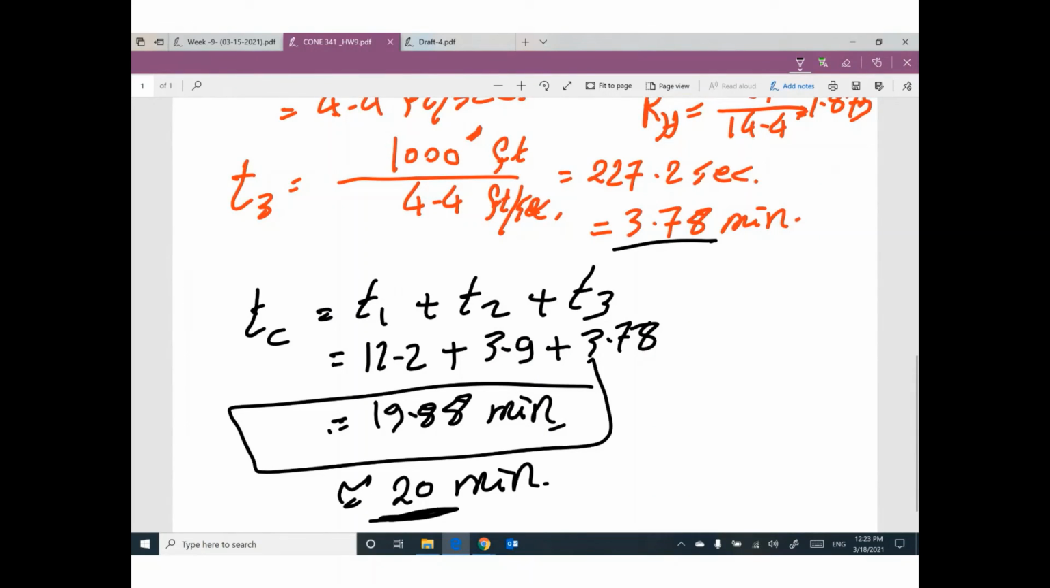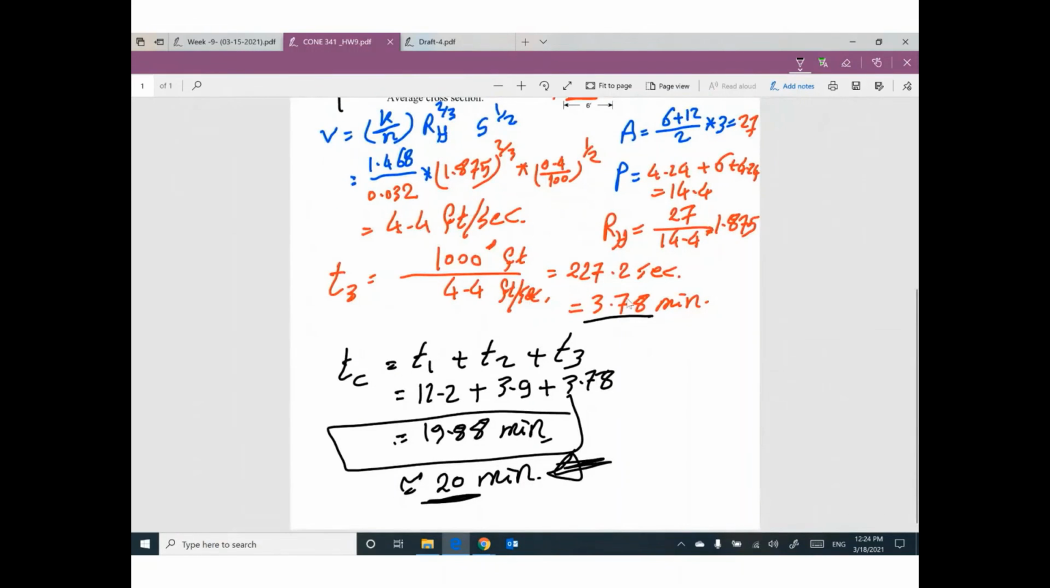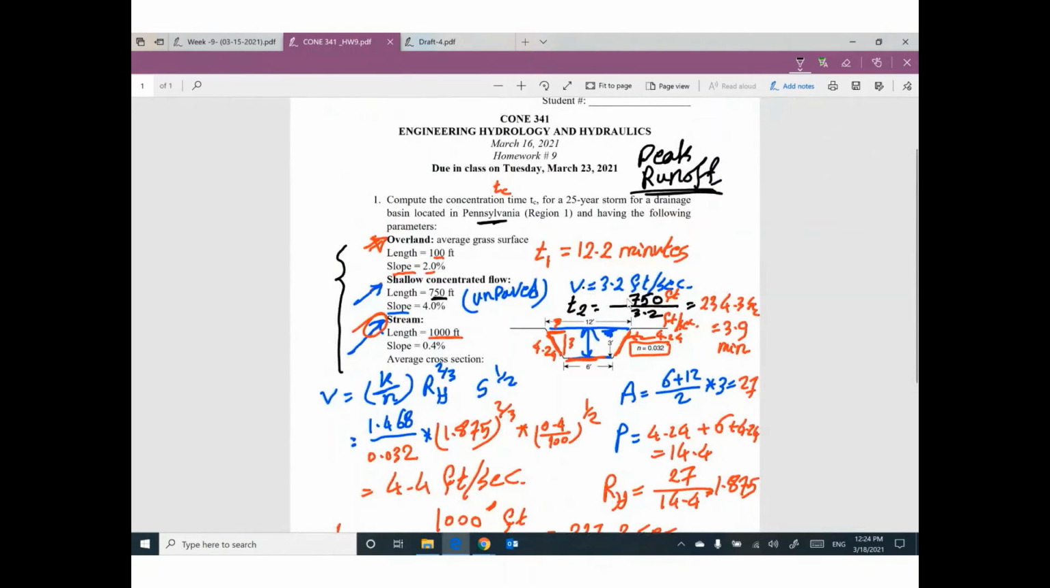So time of concentration is very important. We are going to use this time in our design. This is the only problem in your homework.